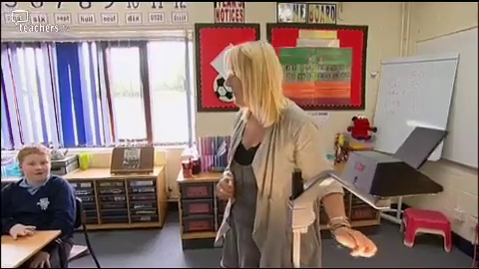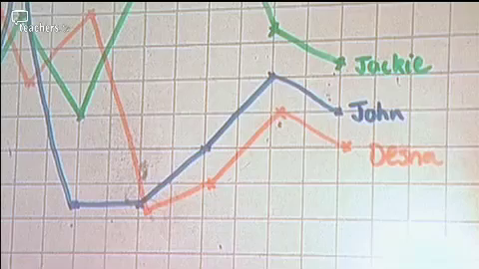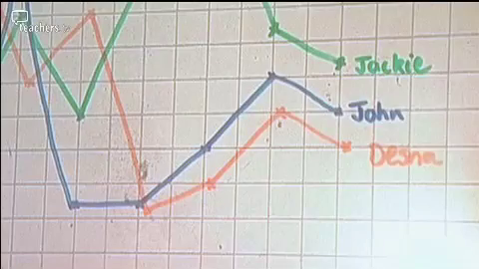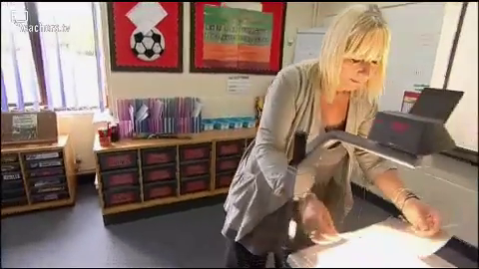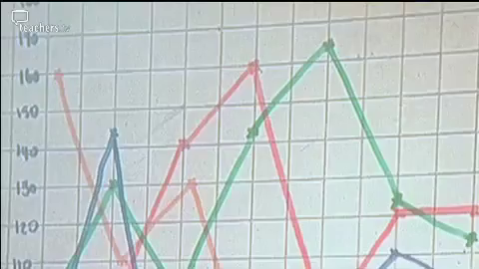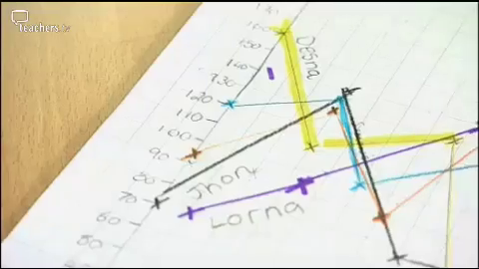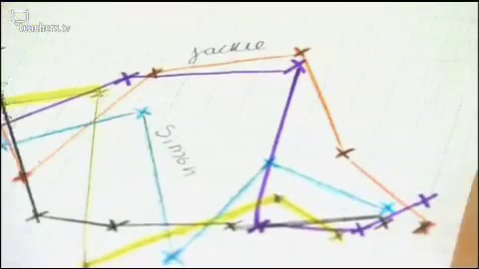But when the murder was committed, how was Desna's heart rate then? Was it quite low for a murder happening? Really, yes. So could we rule Desna out? Yeah. Let's have a look at Lorna. What's her line like? At 12 o'clock, her heart rate was quite high. That's quite a piece of strong evidence, isn't it?